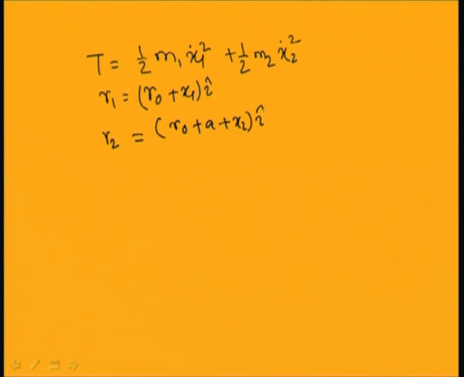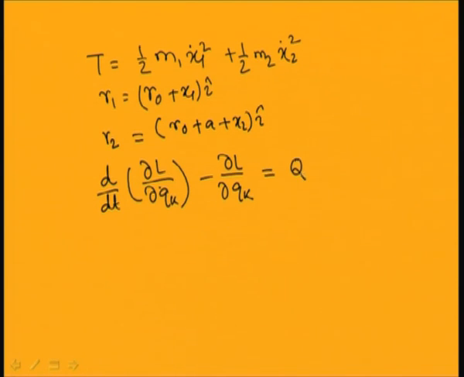Now, to find the equation of motion I can use this Lagrange principle, which tells d by dt of del L by del qk dot minus del L by del qk equal to Qk. So, this capital Qk is the generalized force.